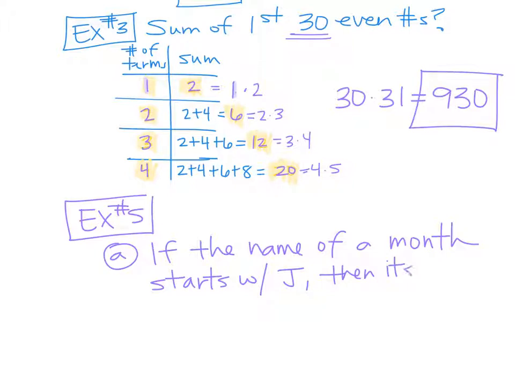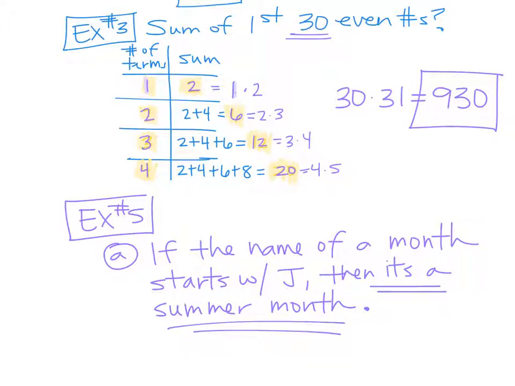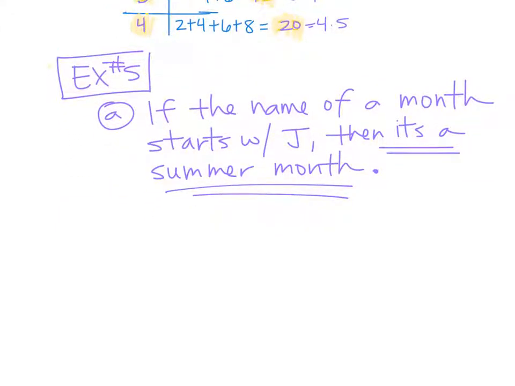If the name of a month starts with J, then it's a summer month. Okay, so here's the deal. A counterexample means the hypothesis is true, but the conclusion is false. What's our hypothesis right now? The name of the month starts with J. So we want that to be true. We want a month that starts with J, but we want this part to be false. So what is our counterexample? January. Okay, that would be our counterexample.